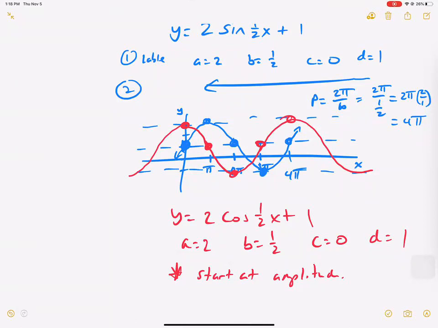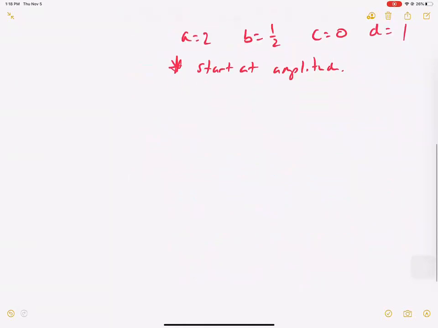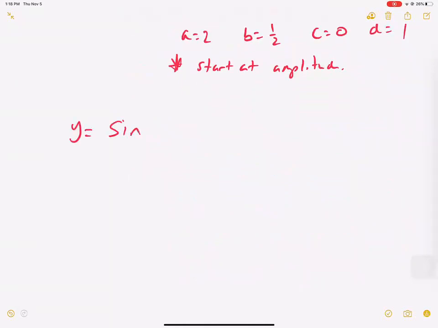Okay, so let's go ahead and continue with our C value. Our C value has been 0 for the longest time. So let's give you guys an easy one. Let's say y is equal to sine of x plus pi. And that's it. Label your A, B, C, and D.